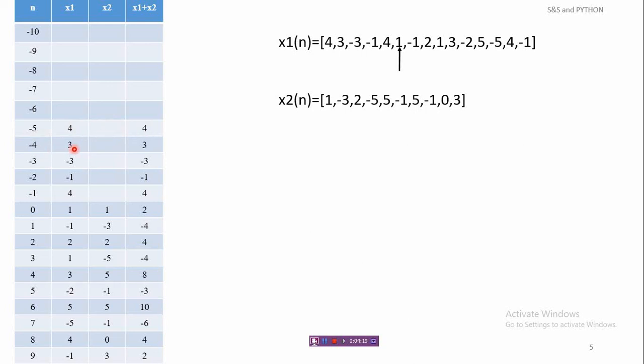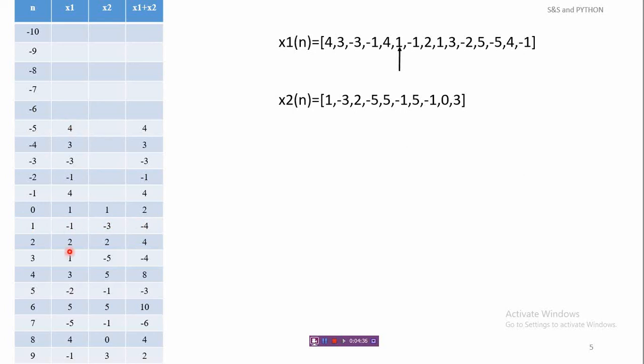At minus 4, x1 is 3, x2 is 0, sum is 3. Continue like this. At n is equal to 0, both are having value 1, so the sum is going to be equal to 2. At n is equal to 1, it is minus 1 minus 3, so sum is minus 4.